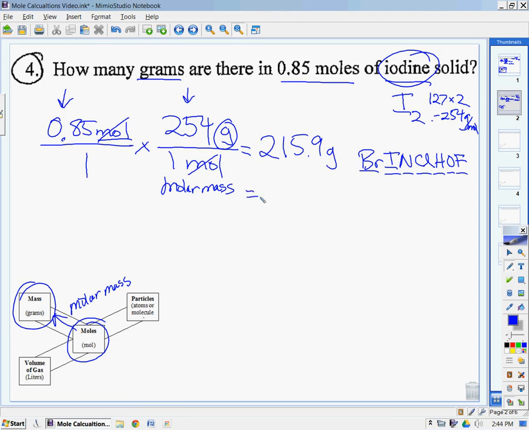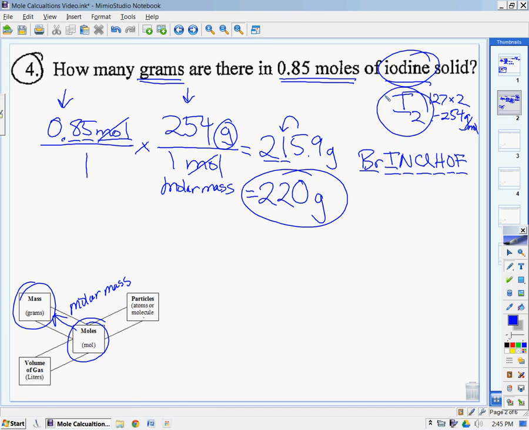And then we go around to sig figs. There's 2 sig figs here, so we keep the first 2. We keep the 2 and the 1, but we use the 5 to round the 1 up to 2. But 22 would not be the right answer; 215 would not round to 22. We need to put a 0 here as a placeholder. So the final answer is 220 grams. That's how many grams are in 0.85 moles. All right, you might have answered half that amount if you didn't know that the formula of iodine was I2.